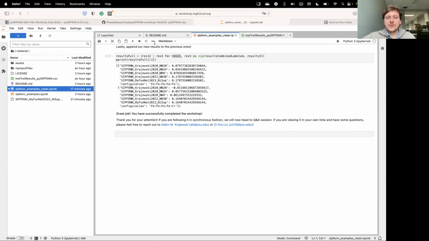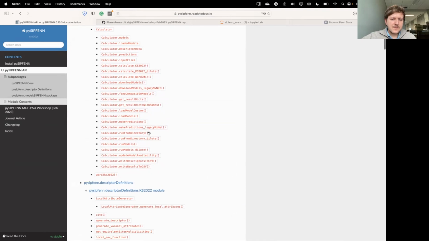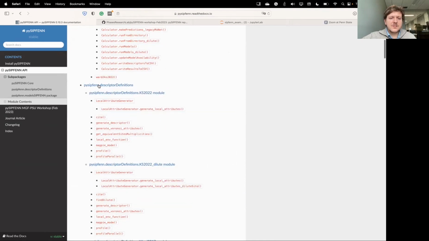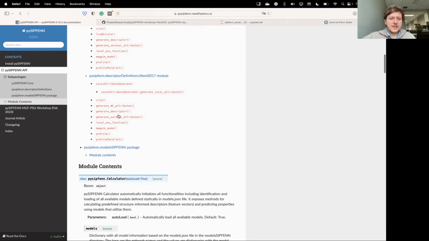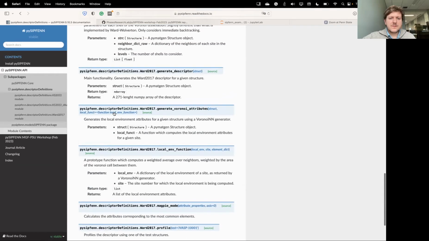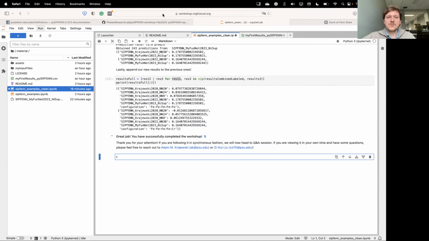You just would need to input your structures, and then you can run one of the functions within PySIPFENN. If you go to the API, you can find the PySIPFENN descriptor definitions, like for example, KS2022 or Ward2017, and they're going to have a function called generate descriptor, which takes any Pymatgen structures and generates a 271 length NumPy array, which allows you to then train your own models. And within PySIPFENN, you can also look at all of the descriptors calculated for these structures, and then train on them as well.